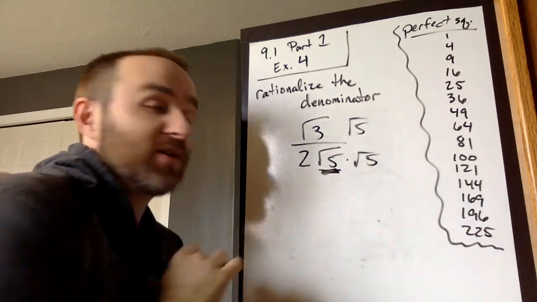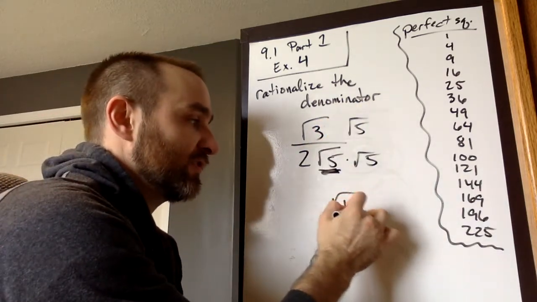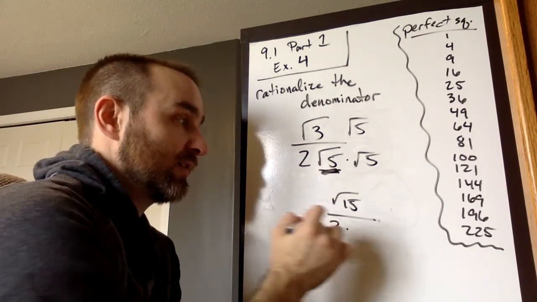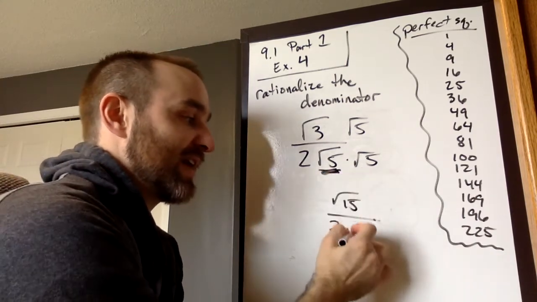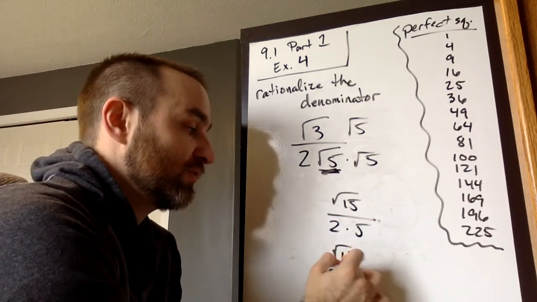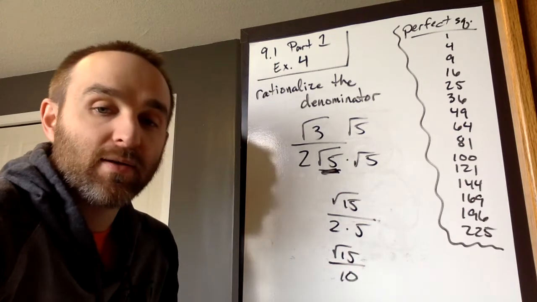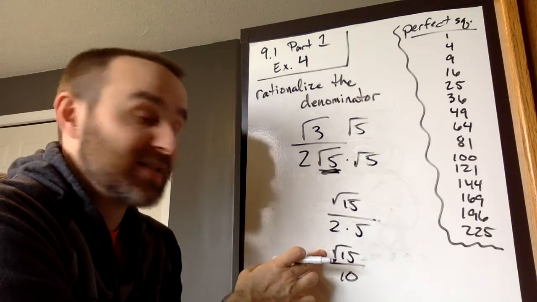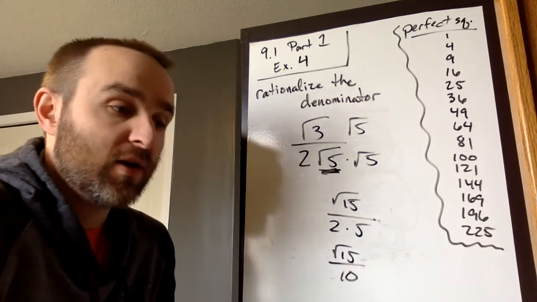Whenever I do the bottom, I've got to do the top. That gives me root 15 on top, and then I've got a 2 still there. Root 5 times root 5 is 5, so now I've got 2 times 5 in the denominator. That gives me root 15 over 10 for that answer. Again, can't simplify that anymore, so it just stays there, root 15 over 10.